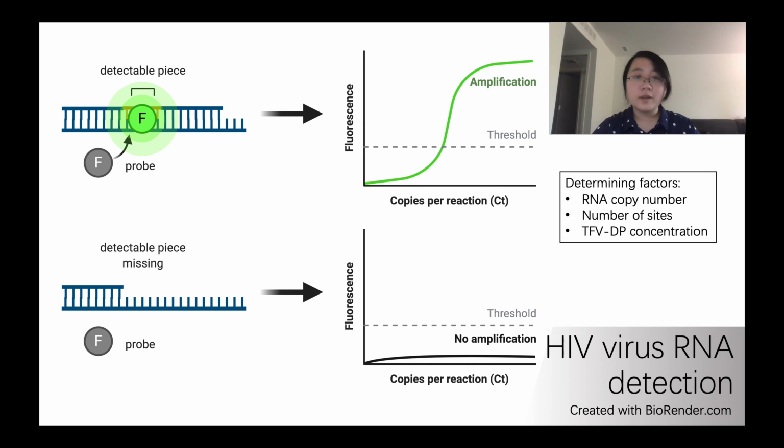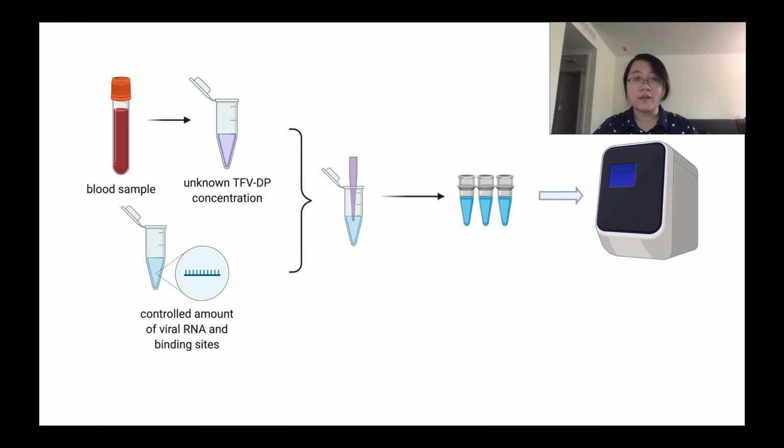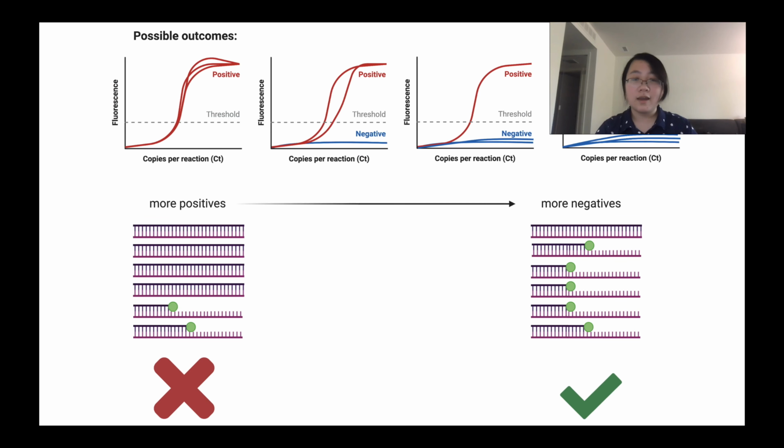So now, using the model, we can get a unique probability of seeing the positive result for a certain amount of the drug if we either fix or measure the other factors. To be more specific, we have unknown tenofovir concentration in the patient's blood sample, but we also provide known numbers of viral RNA strands and binding sites for the drug. Mixing the two solutions together and going through the detection multiple times will give us different possible outcomes.